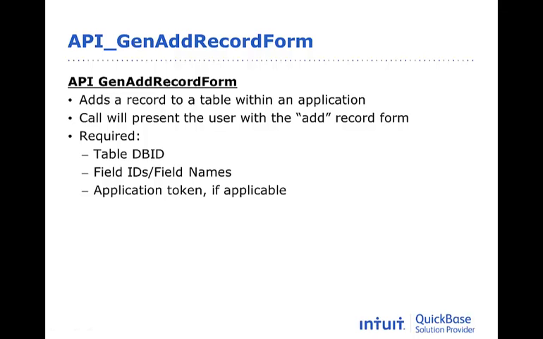API Gen Add Record form allows the user to add a new record to the specified table. The difference between API Gen Add Record form and API Add Record is that with API Gen Add Record form, the user is taken to the Add Record page, where they are allowed to add details and save the record. You can also pass values, as you do in API Add Record. The syntax for this call is the same as API Add Record, but the behavior in the application is different.